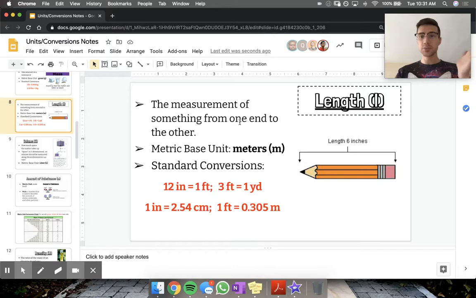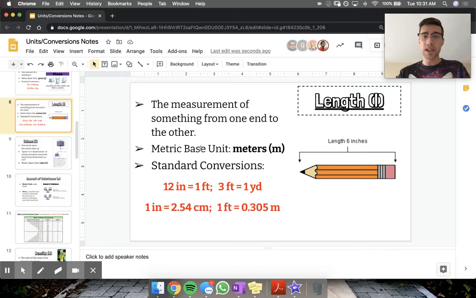Length. Okay. Length is pretty straightforward. Just like, again, I would ask you guys, how tall are you? But we don't use feet and inches. We actually use meters and centimeters, or other meter-based units. So what is length? Hopefully it's pretty straightforward. Length is the measurement of something from one end to the other. So if you're measuring how tall you are, you're measuring the length from the bottom of your feet to the top of your head, right?